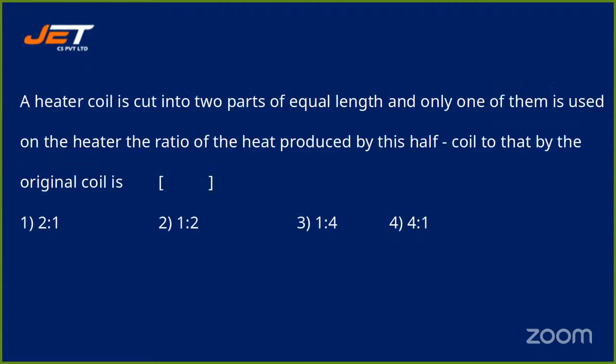A heater coil is cut into two parts of equal length and only one of them is used on the heater. The ratio of the heat produced by this half coil to that by the original coil is how much? I'll wait for 1 minute and see if anyone can answer.